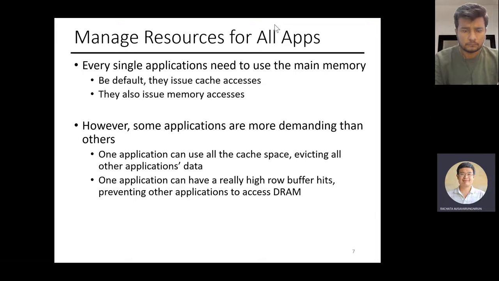I can write an application that always has to go to the cache, and then this has really, really poor cache locality. So it would have to evict other applications' data from the cache. It causes thrashing. Another application can have a really, really high row buffer hit rate, preventing other applications from accessing DRAM, because the scheduler, which prefers to use the FR-FCFS policy, would try to schedule this DRAM request, and that would favor applications with high row buffer hits.